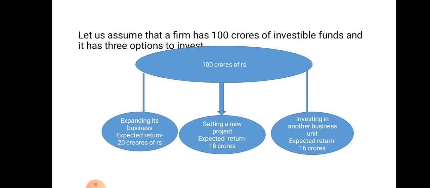So now what you will do is you will compare the expected return of the two projects. One is 20, other one is 18. So you can go for the first alternative. The decision can be taken here, that is the firm can go for the first alternative because there is an economic gain or economic profit of 2 crores, that is 20 crores minus 18 crores.